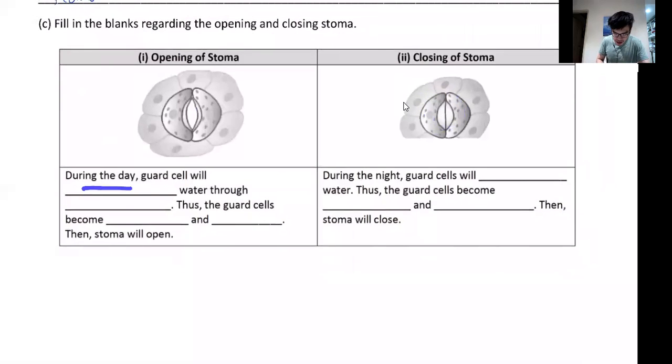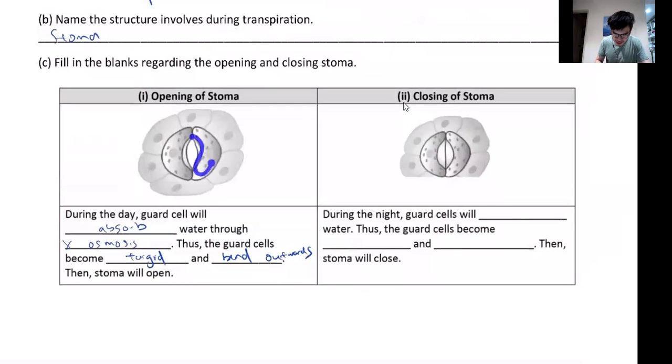So during the day, the guard cell will absorb water through osmosis. Okay, this one I don't need to know. Thus, the guard cell becomes turgid and bends outwards. Okay, what does it mean? What is the guard cell, by the way? Stoma is the hole. The hole is called stoma. And then beside these two we call it guard cell.